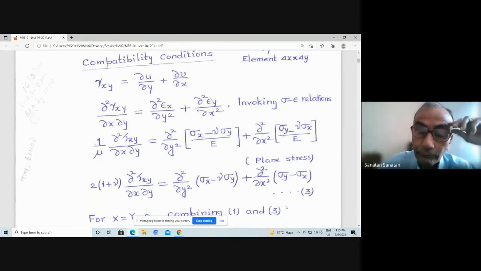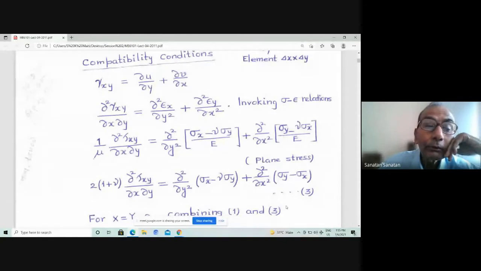So we have come to this point that your compatibility equation, that deformation takes place in such a way that it satisfies the differential equation which is there in the second or third line from the top. And if you write the same equation in the form of stresses, it gives you an equation which is number 3 written there at the bottom of this screen.